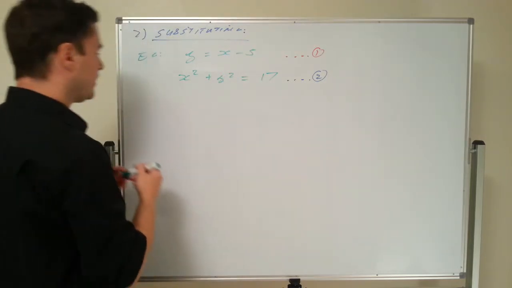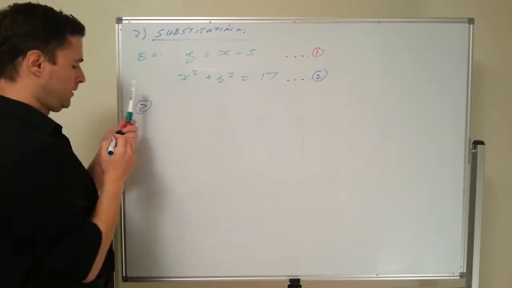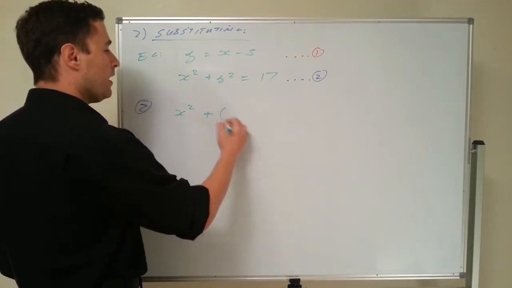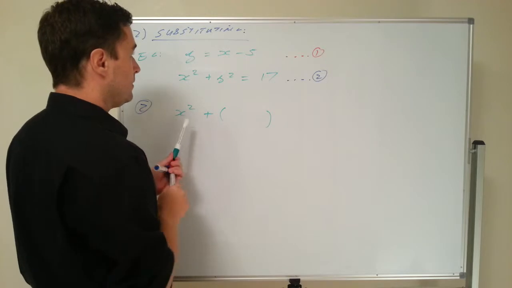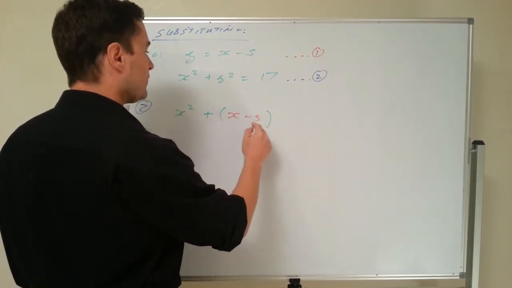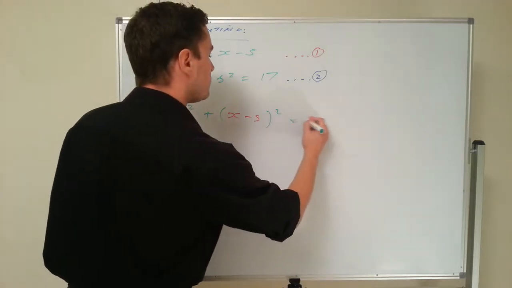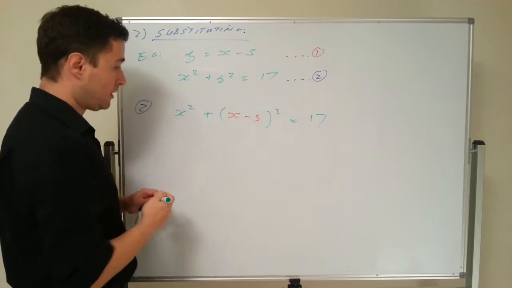So I'm going to rewrite that quadratic here. I'm going to rewrite equation 2, are you with me, as x squared plus, now I'm going to put what y is. Y is x minus 5. That's y, there, right? Squared equals 17. So I've just rewritten this, but put y as x minus 5, okay?